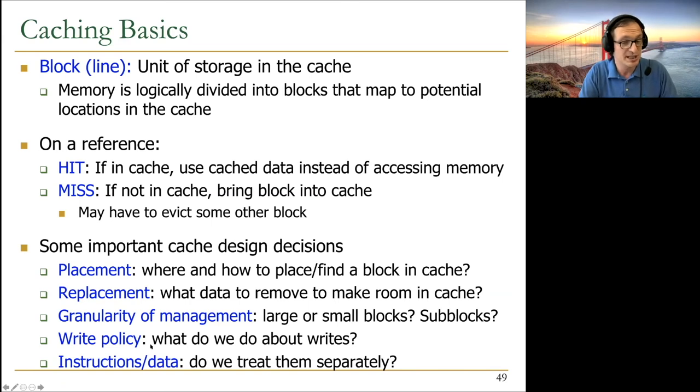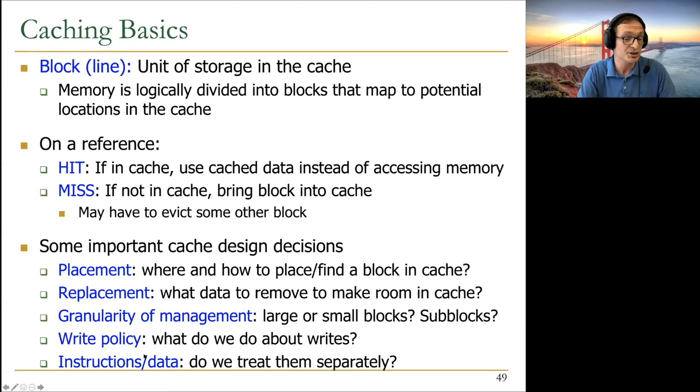Write policy, we will discuss hopefully. What do you do about writes? Whenever you write to a block in the cache, what do you do? Do you write to the next level? Do you also write to memory? Or do you just not write to any other level, just this cache, and then you propagate the updated value later on when the block is evicted? So there are a bunch of write policies, actually, more than this as well.